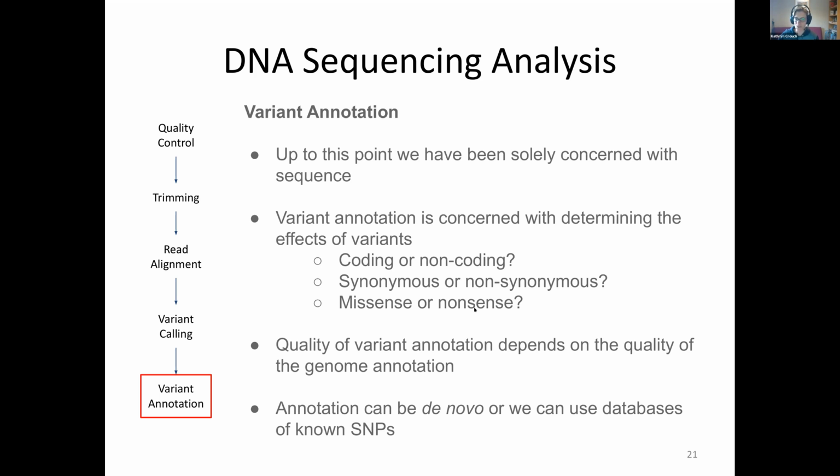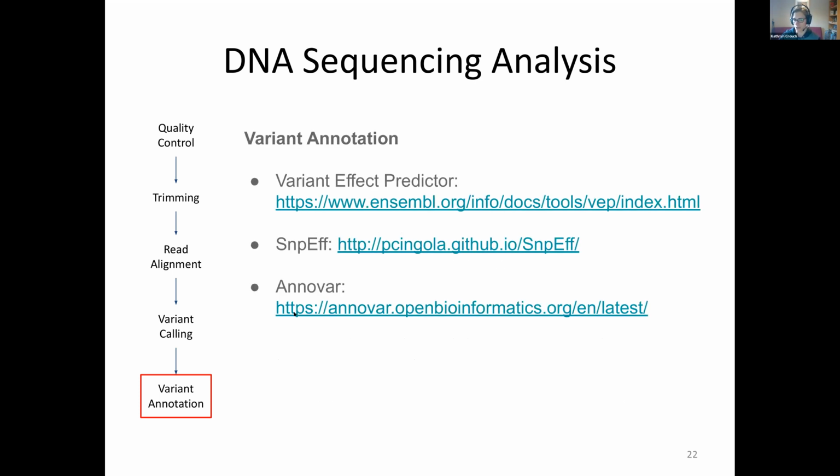So we also do something called variant annotation, and there are several different tools that can do this as well. These are some that might be of interest. The Variant Effect Predictor is a really good tool run by Ensembl. We have SnpEff available in Galaxy, and ANNOVAR is another one that's good to look at.